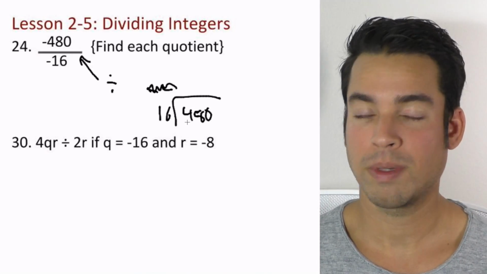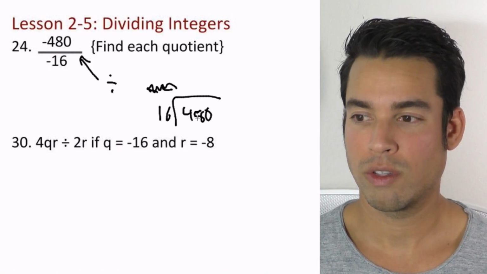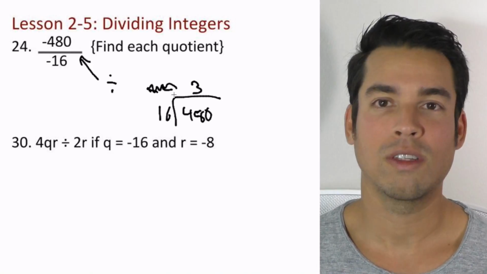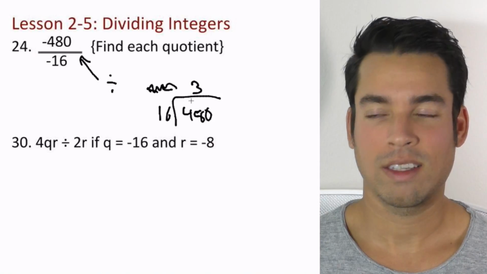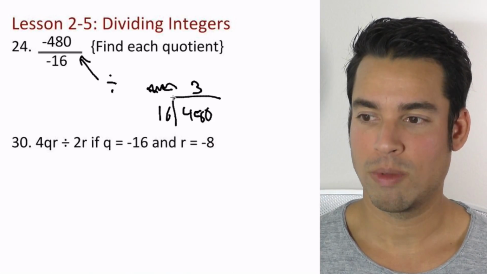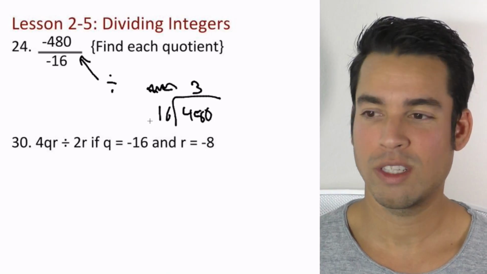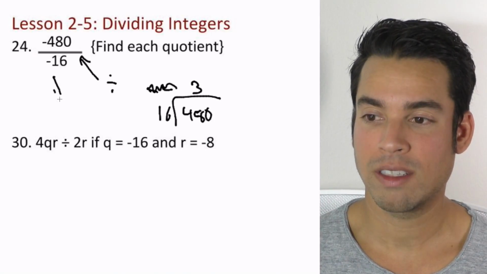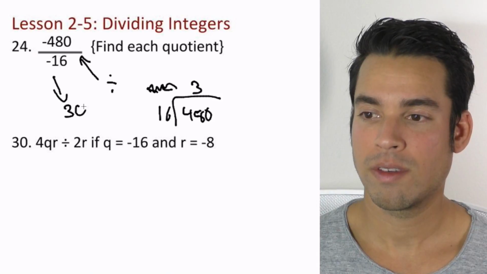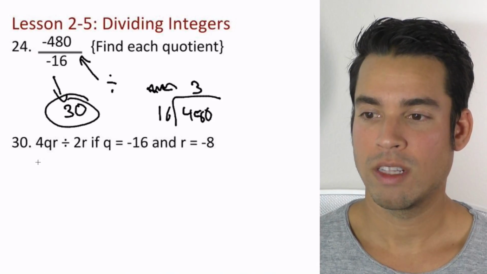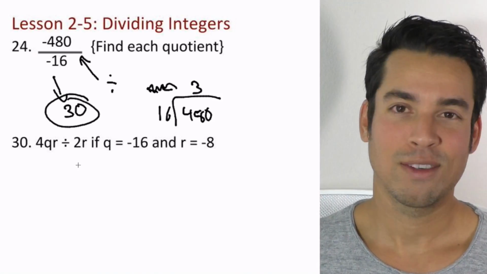Now you can carry out the division if you wanted to. 16 goes into 48 3 times, so on and so forth. But I can tell you this will end up being 30. So it'd be 3, 48, you bring down the 0, so on and so forth. But this ends up becoming simply a positive 30. All right, let's go on to number 30, coincidentally.